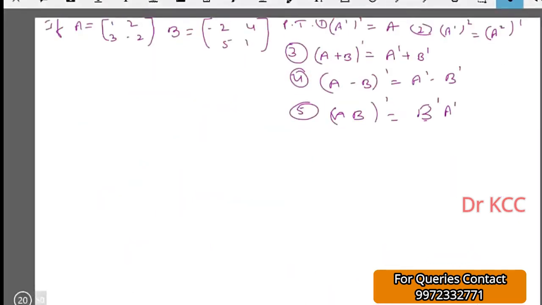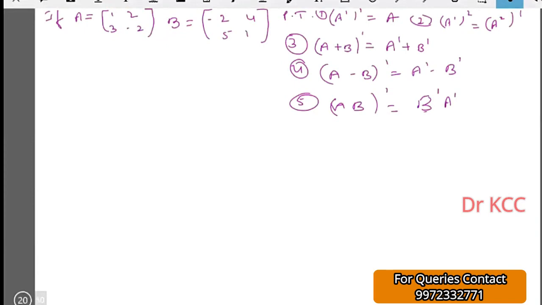So next is question E. If A is equal to [1 2; 3 -2], B is equal to [-2 4; 5 1], prove that (A transpose) whole transpose is equal to A. Then (A plus B) whole transpose is equal to A transpose plus B transpose. (A minus B) whole transpose is equal to A transpose minus B transpose. (A into B) whole transpose is equal to B transpose into A transpose.